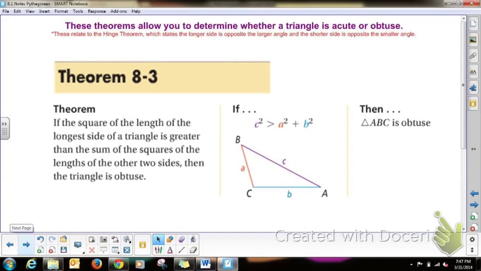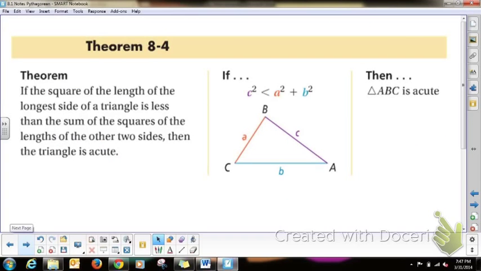These next two theorems that we're going to talk about allow you to determine whether a triangle is acute or obtuse. So we know when you square the shorter side and add it to the square of the middle length side, if it's equal to the third side squared, then you know it's a right triangle. However, theorem 8.3 and 8.4 help us to determine whether it's obtuse or acute. So you always want to put the longest one first in these. If the square of the length of the longest side of a triangle is greater than the sum of the squares of the lengths of the other two sides, then the triangle is obtuse. So always put the longest one first. If it's greater than, then it's obtuse.